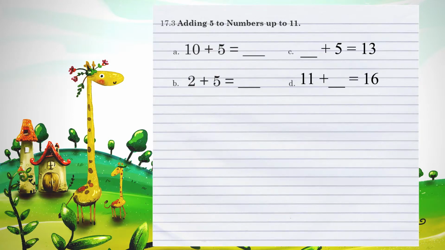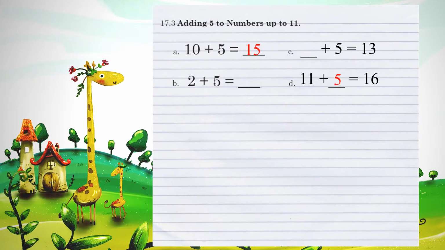Unit 17.3. Adding 5 to numbers up to 11. Example A, we have 10 plus 5. Here we're going to combine our ones position. So we're going to combine the 0 in the 10 with the 5. 0 plus 5 is 5. So therefore, 10 plus 5 is 15.